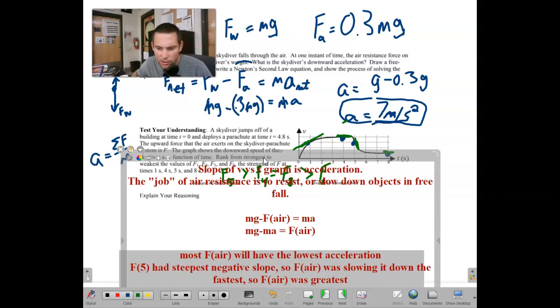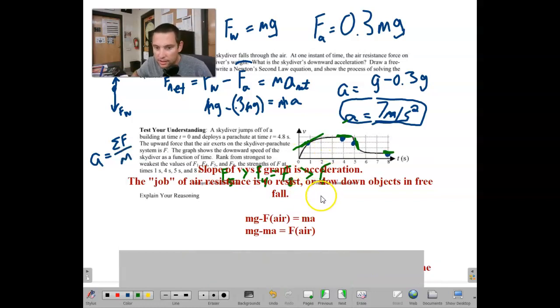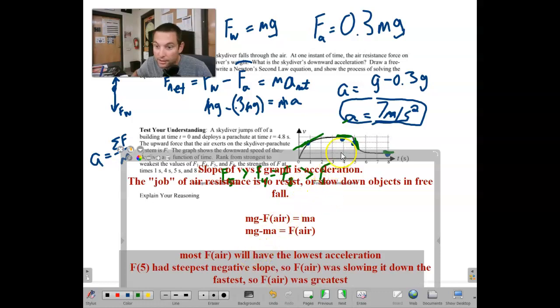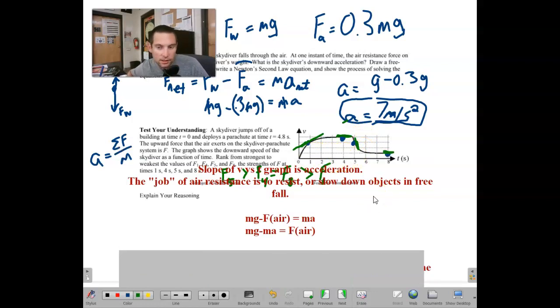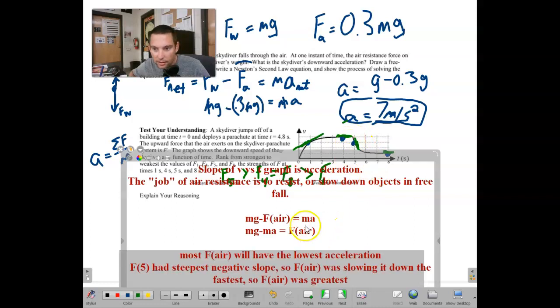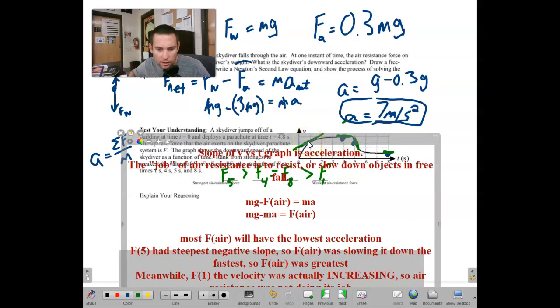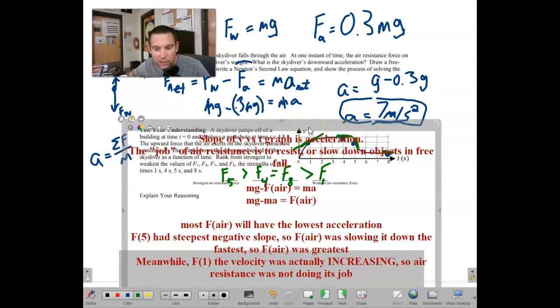Okay, that's what I mean by this problem being a little tricky, because instinctually you're wanting to say, wait a second, F5 is the steepest, so it's moving the fastest. But remember that it is slowing down. This is a velocity versus time graph, so as we get lower and lower, our velocities are decreasing. So our net acceleration is going to be small because we're not speeding up due to gravity. Instead, we're actually slowing down because of air resistance, and that's happening at F5. Meanwhile, at F1, the velocity was actually increasing, so the air resistance was not doing its job. That's it.